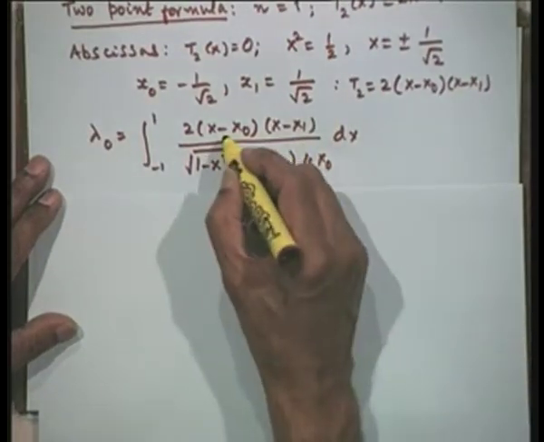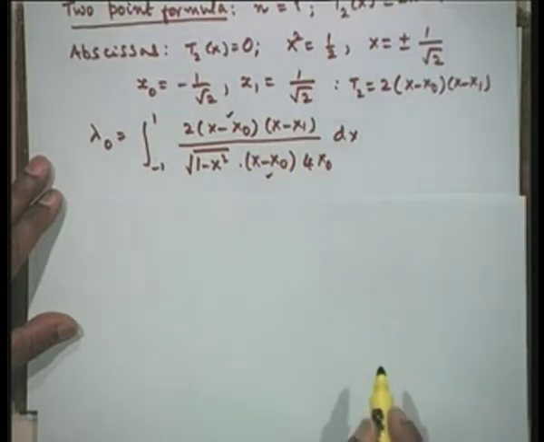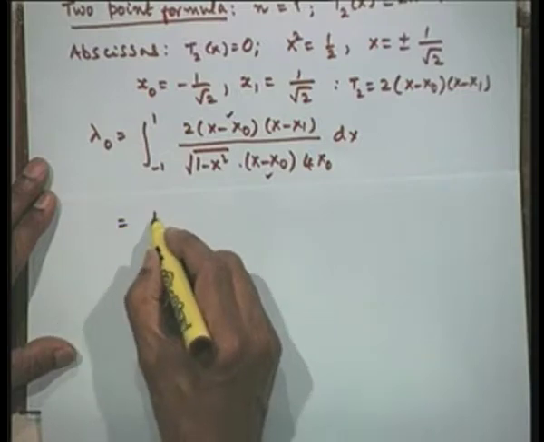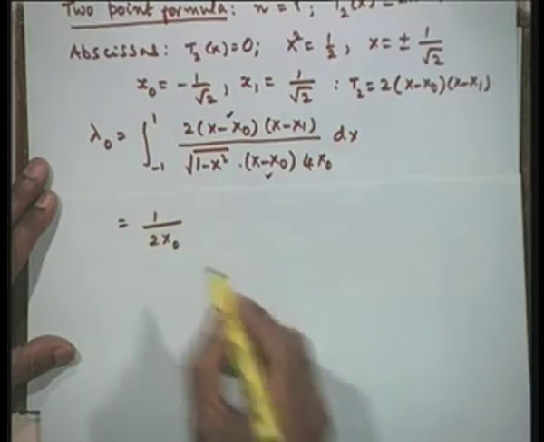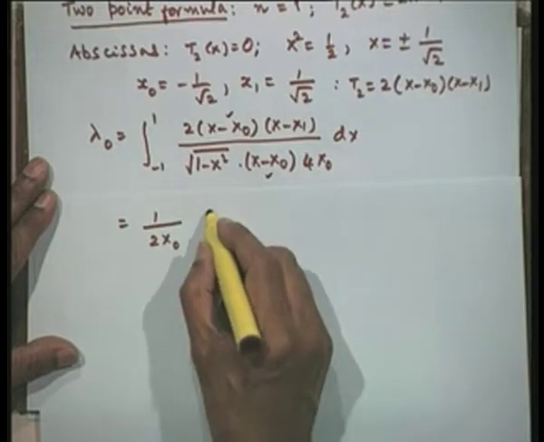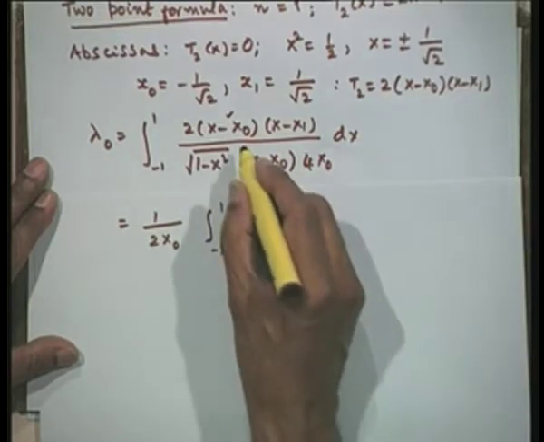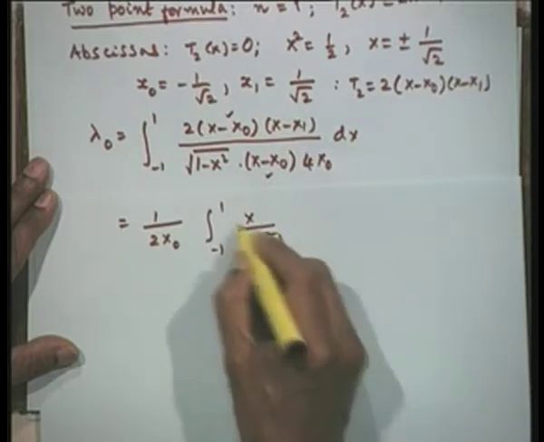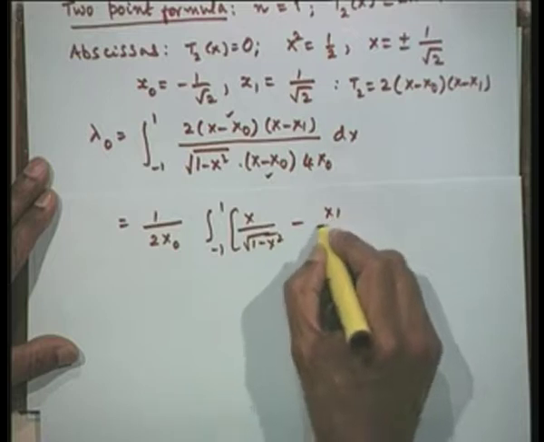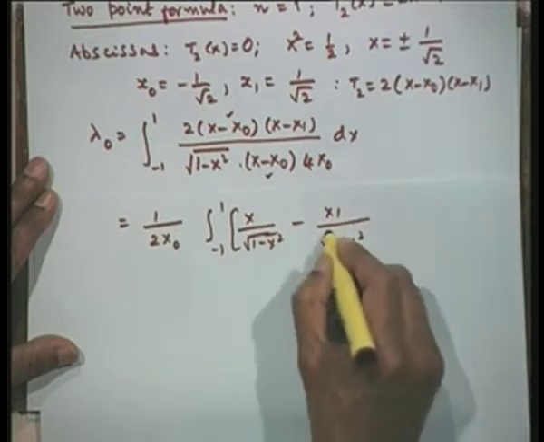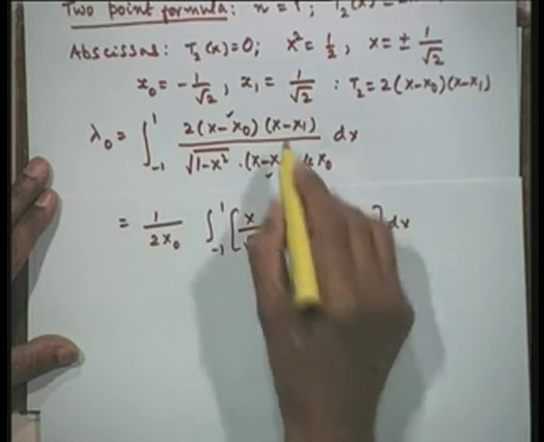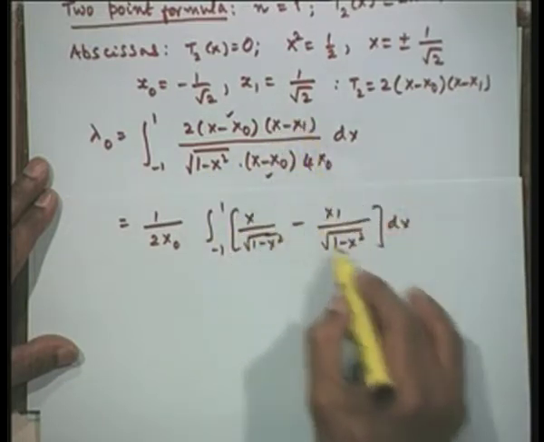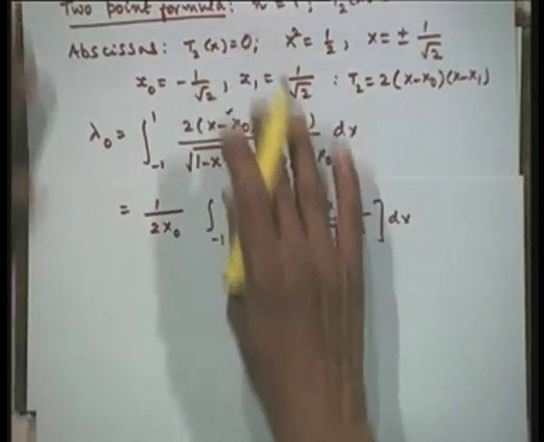Now, this will let us cancel off this x minus x naught, x minus x 1, and let us take x naught as constant. So, let us pull it out. It will be 1 upon 2 times x naught, and this is minus 1 to 1, x upon under root of 1 minus x squared minus x 1 upon under root 1 minus x squared. I just separated this: x divided by under root of 1 minus x squared, minus x 1 upon under root of 1 minus x squared.